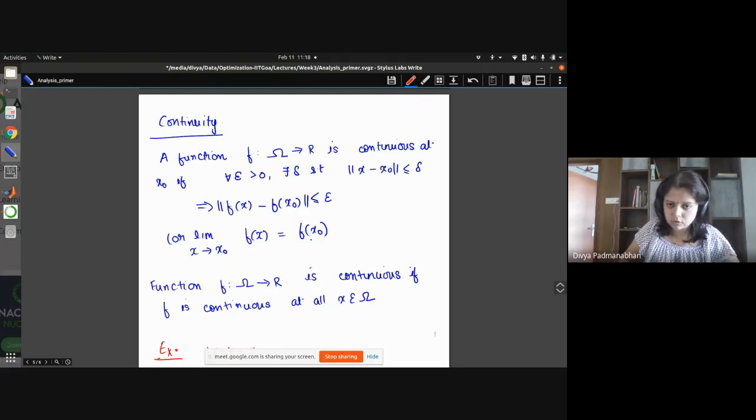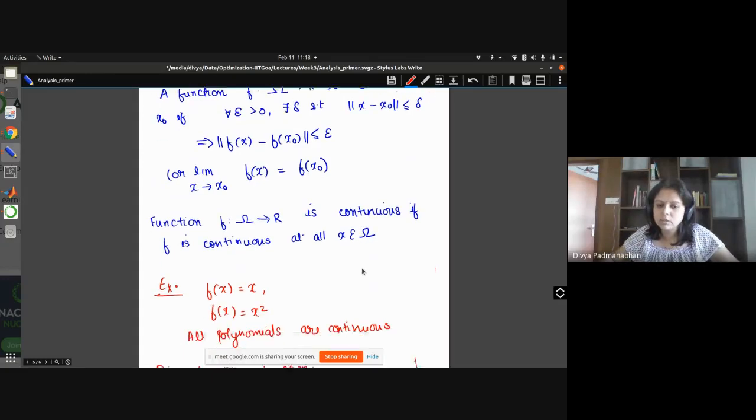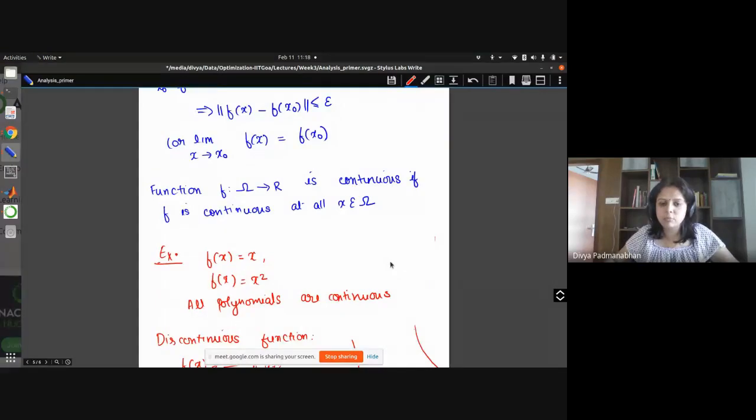So there will always be a region around x naught. For any error you take in f, there will be a region around x naught where you are very close to f of x naught in terms of the function value. And you say a function is continuous if it is continuous at all points in the domain. To come up with examples, all these polynomials, x squared, and in fact any polynomial, are going to be continuous.